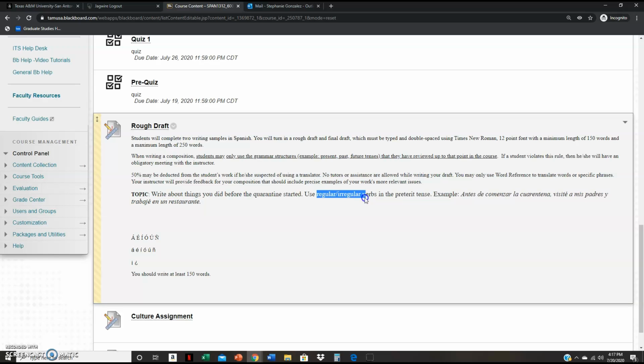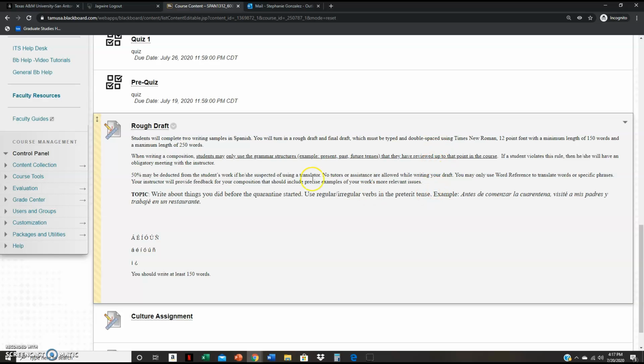I'm also asking you to use regular and irregular verbs in the preterite. So if you're using only the present tense, you're not following instructions. The preterite is the simple past that we've just been working on, right? And here I gave you an example. Antes de comenzar la cuarentena, visité a mis padres y trabajé en un restaurante. Bien.